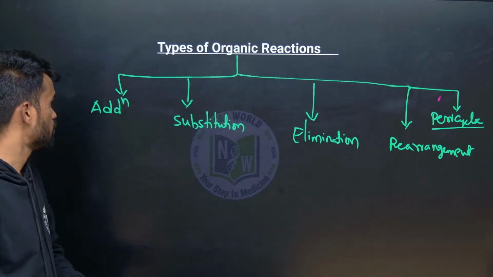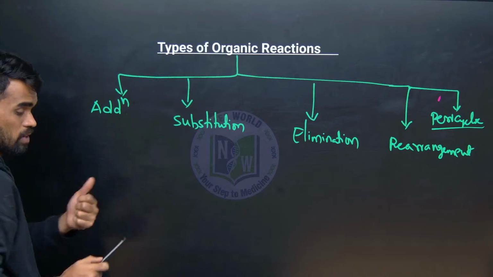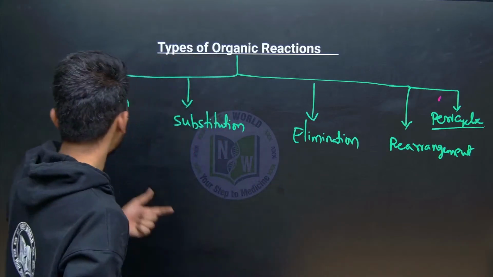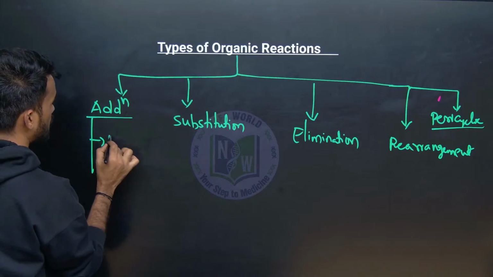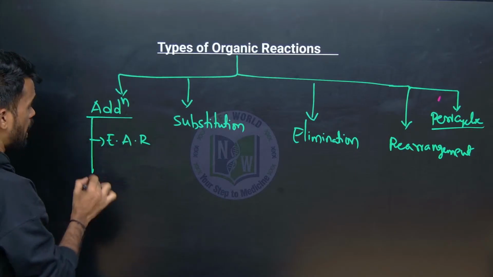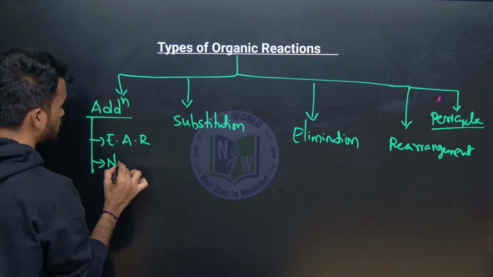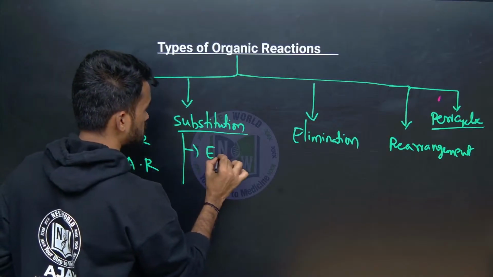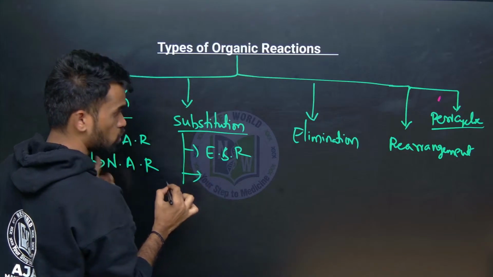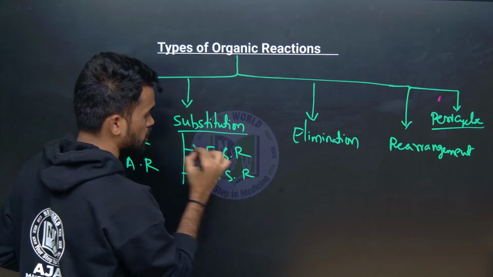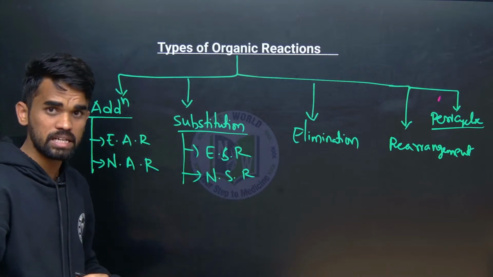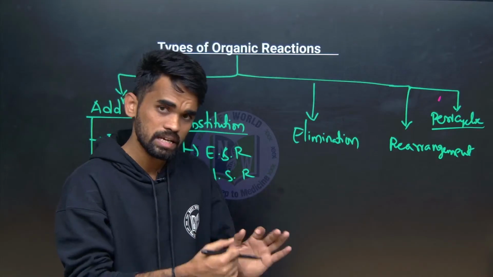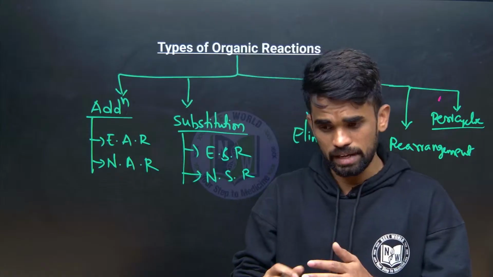So these are the types we have. Again, addition reactions: we have the attacking reagents, electrophile and nucleophile. So addition reactions are electrophilic addition reactions, and we also have nucleophilic addition reactions. Similarly, in substitution, we have electrophilic substitution reactions, and nucleophilic substitution reactions. Again, elimination reactions are further divided into E1, E2, E1cB, like that. We will be discussing all these things in the main sessions, directly during the classes.